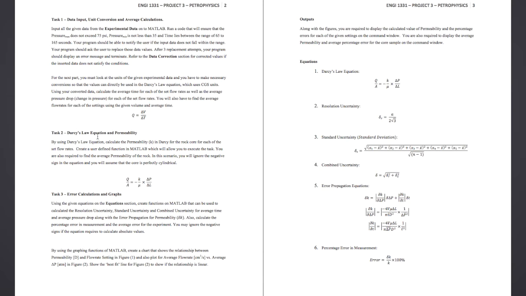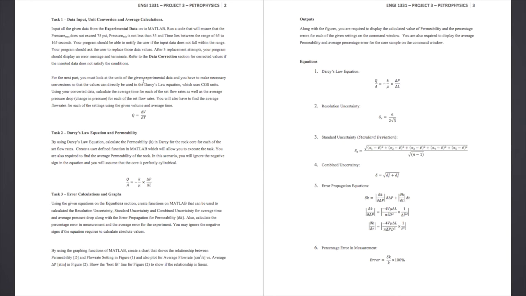In this task, we created a function to calculate permeability from Darcy's law, which was given here. We solved for K. In task 3, which was error calculations and graphs, we were told to calculate many different values in order to calculate the percentage error in measurement, and then we created a chart that shows the relationship between permeability and flow rate setting, and we also plotted average flow rate versus average delta P, and we created a trend line for that plot.